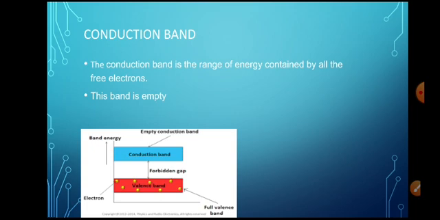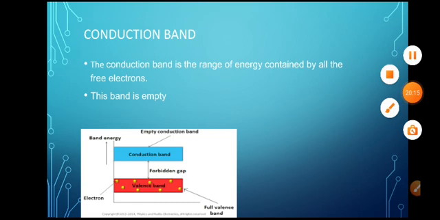This conduction band is empty, but when external energy is supplied to the electrons in the valency band, they jump to the conduction band. Then these electrons are not bound to any nucleus in the solid, so they are free to move in the solids. Therefore, these electrons are called free electrons. The electrons which are in the conduction band are called free electrons.